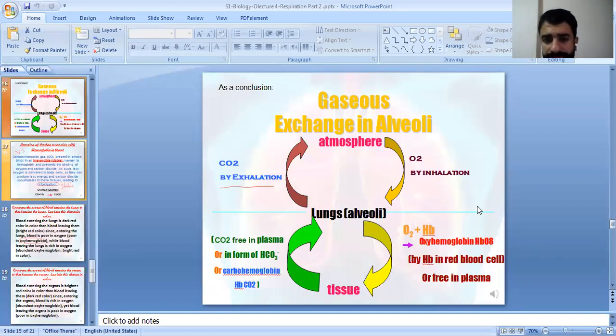Here, as a conclusion for gas exchange, we get oxygen by inhalation. Oxygen binds hemoglobin to give oxyhemoglobin, HbO2, in red blood cells, or it can be free in plasma, to reach the tissues. Once it reaches the tissues, CO2 is released, free in plasma, or in the form of bicarbonate, or in the form of carbohemoglobin, and moves to the lungs. By exhalation, we release CO2 to the atmosphere.